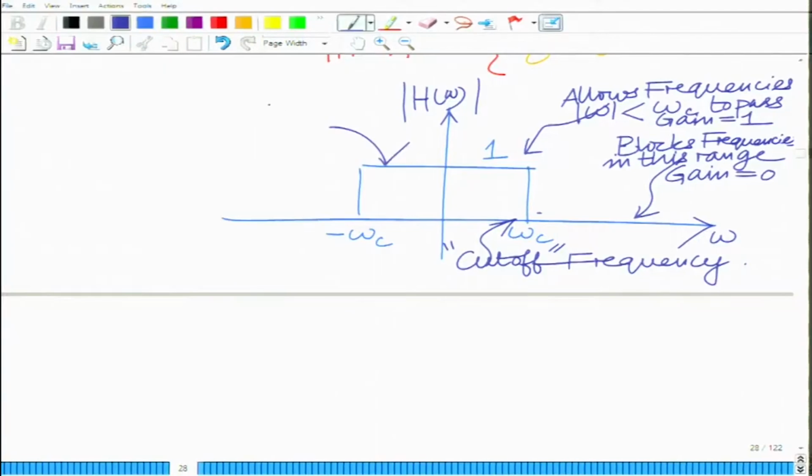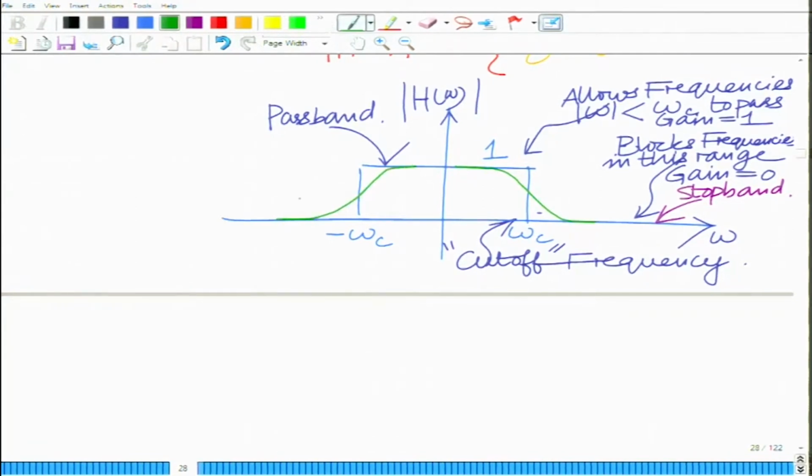In practice it is difficult to design such sharp filters, and typically what you have is more of a transition. So this is the pass band, this is the stop band, and in practice you will have what is known as a transition band where it is transitioning.